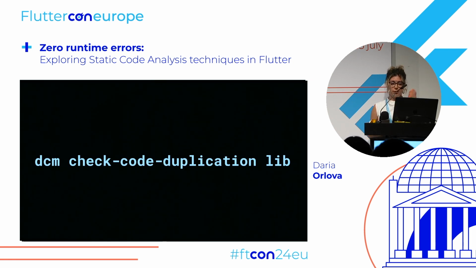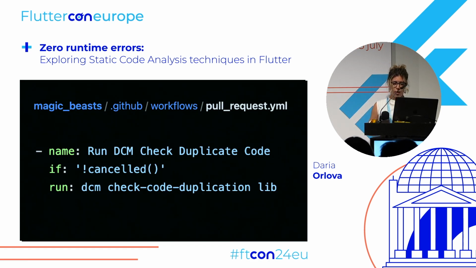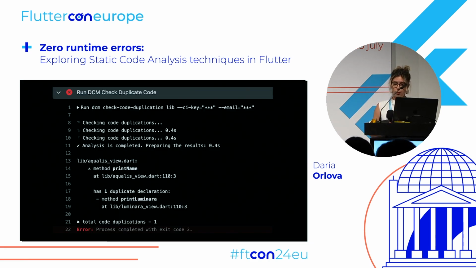And if we run another DCM command called check code duplication, and obviously do it via CI too, we will get a report where we will see the code duplications and candidates for refactoring. And here is a very simple example, but when the code chunks are much bigger, it can be much more beneficial for your code base.